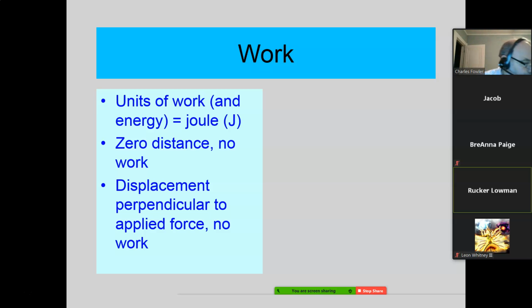Now, we've already talked about the units of work and that's also for energy.